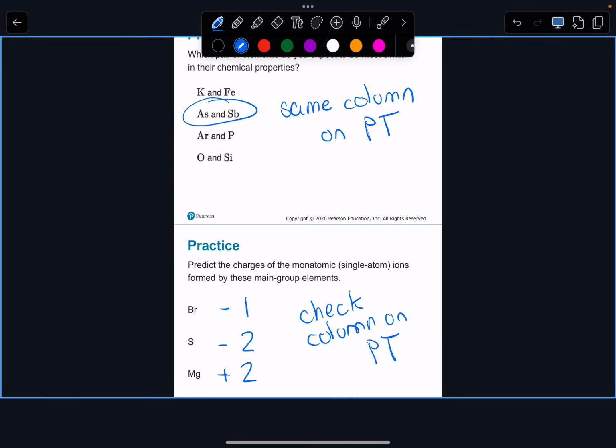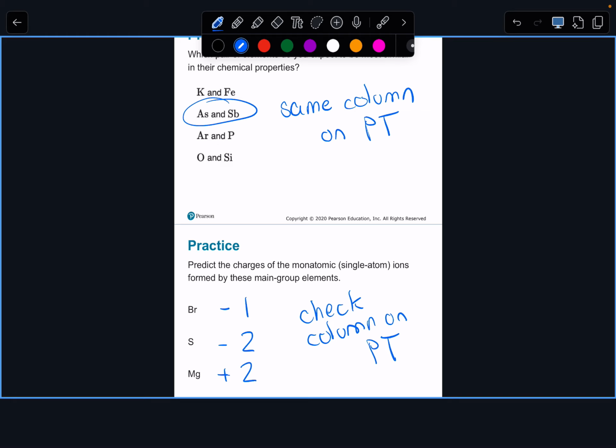Okay, so properties are going to be similar in a given column. So when you look at the periodic table, if you don't have one open already, open it up in another tab on your computer or your phone or whatever so that you can flip back and forth because we will use that a lot today.